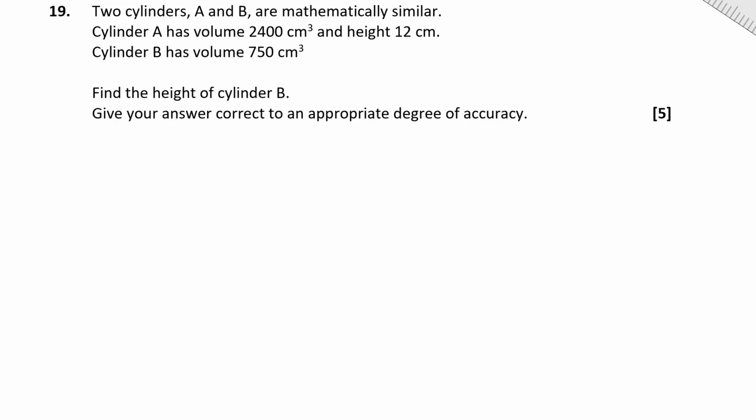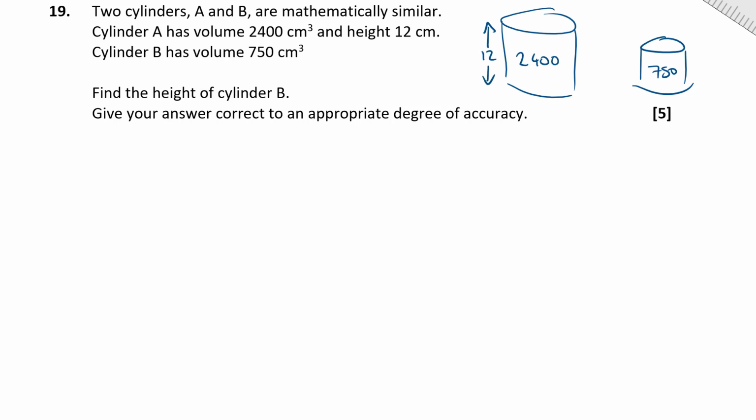Again, we've got a shape and space question and no diagram. So for me, first thing I'm going to do is quickly sketch what I've got. Okay, so I've got two cylinders, which are mathematically similar. I know that this one is 2400 and this one is 750, and this one has a height of 12, and this one has a height that I'm trying to find, so I'm going to call it H. Okay, so I've got my two diagrams.